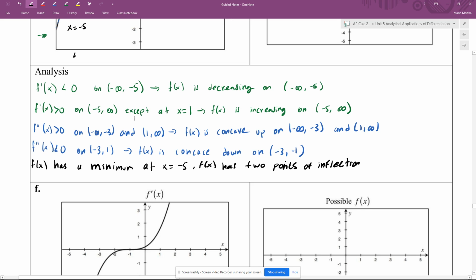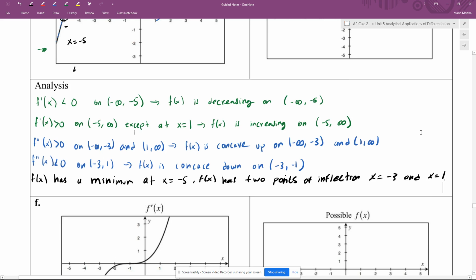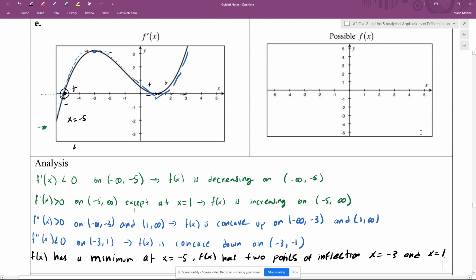And then one of them is going to be at x equals -3 and x equals +1. So now, with all the analysis, we can make the possible graph for f. Again, we have a minimum at x equals -5. That means there's going to be a low value somewhere here, right? And then it has a point of inflection at -3 and another one at +1. So we're going to draw this one somewhere over here.